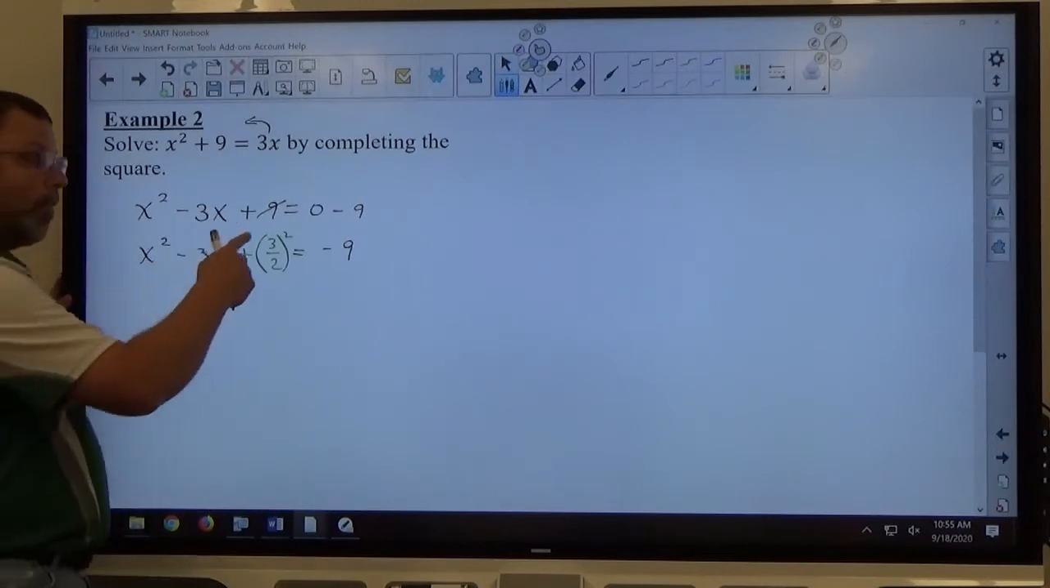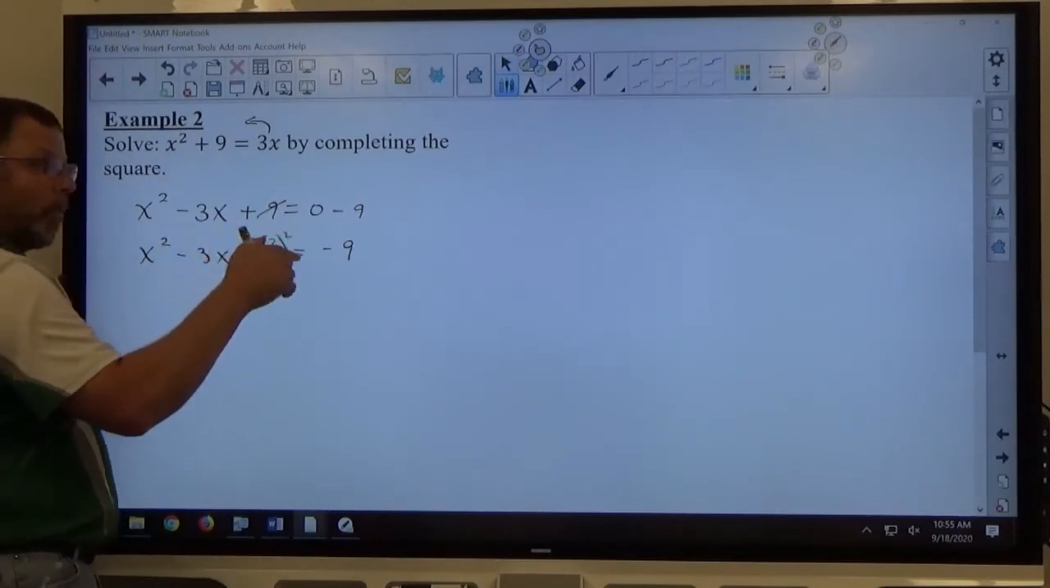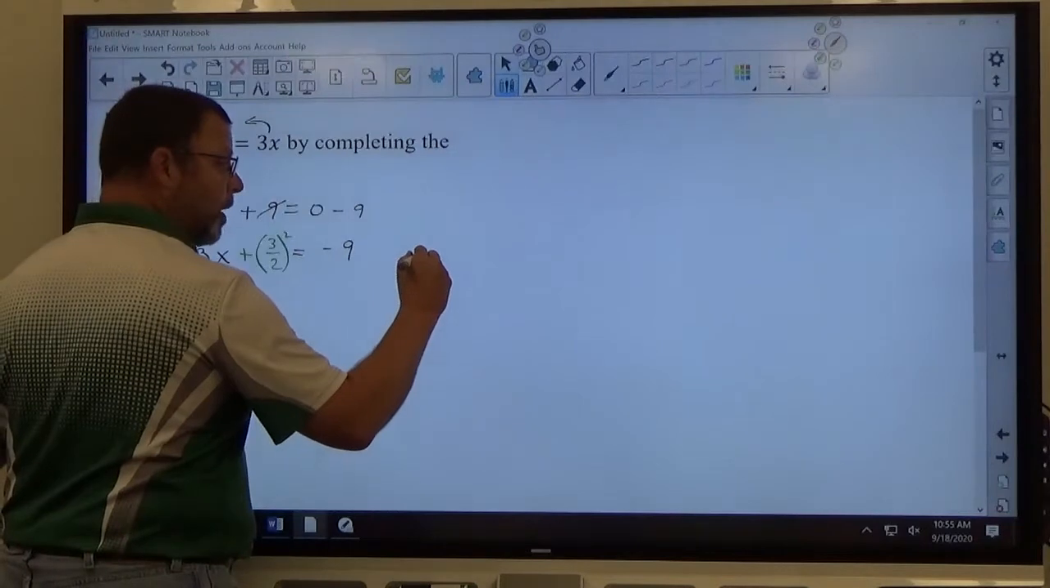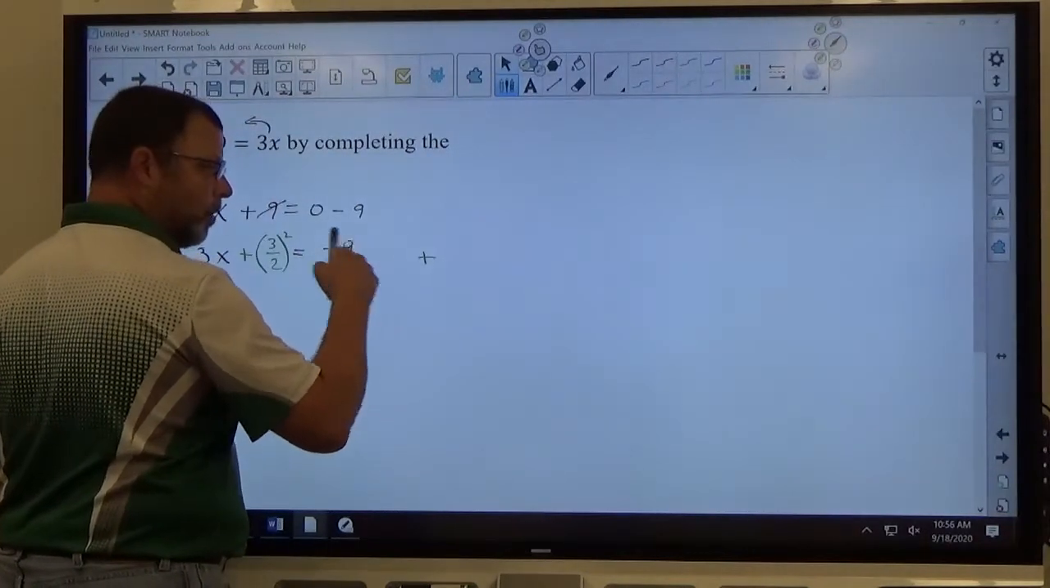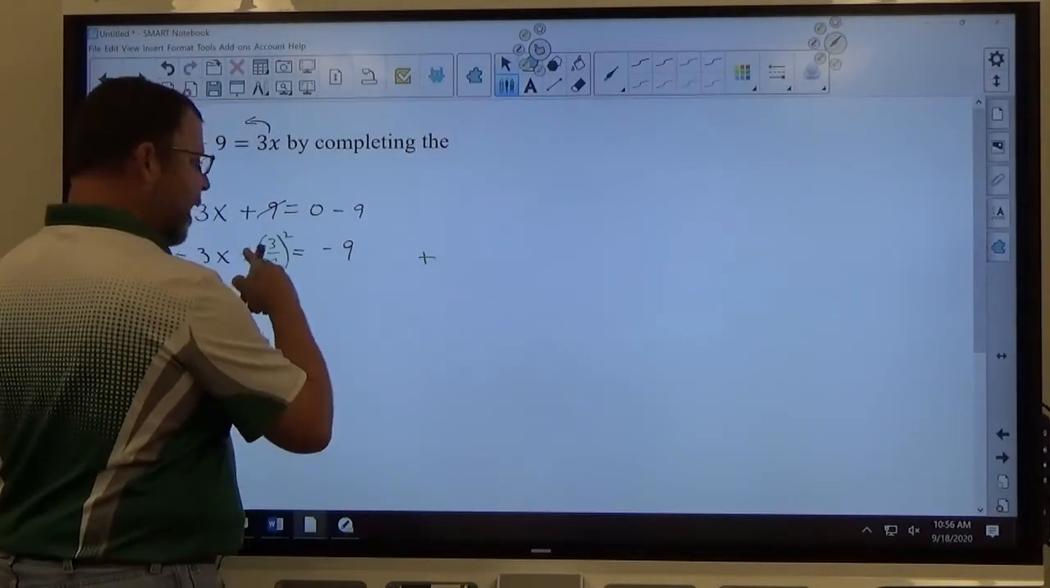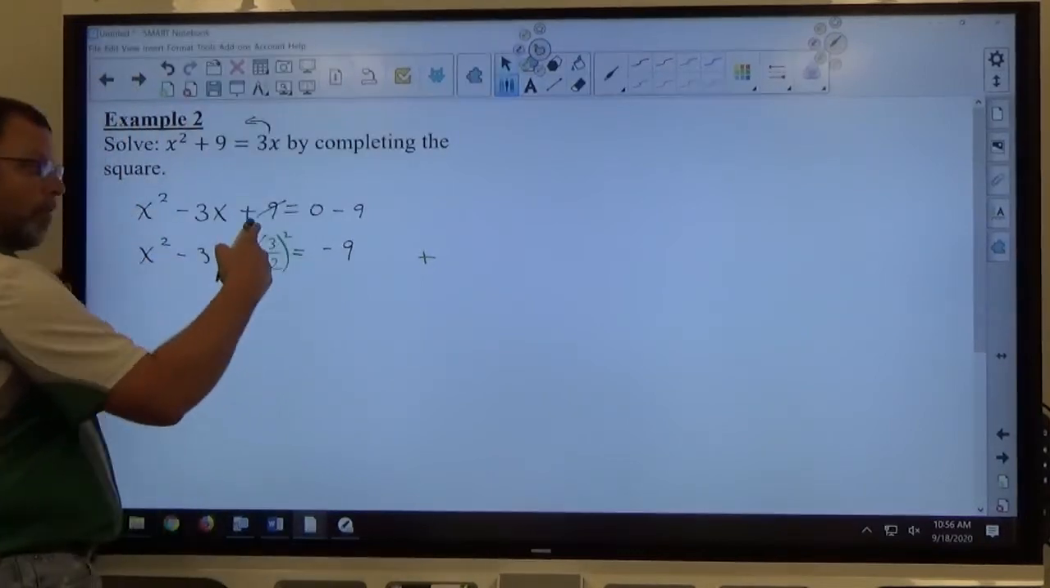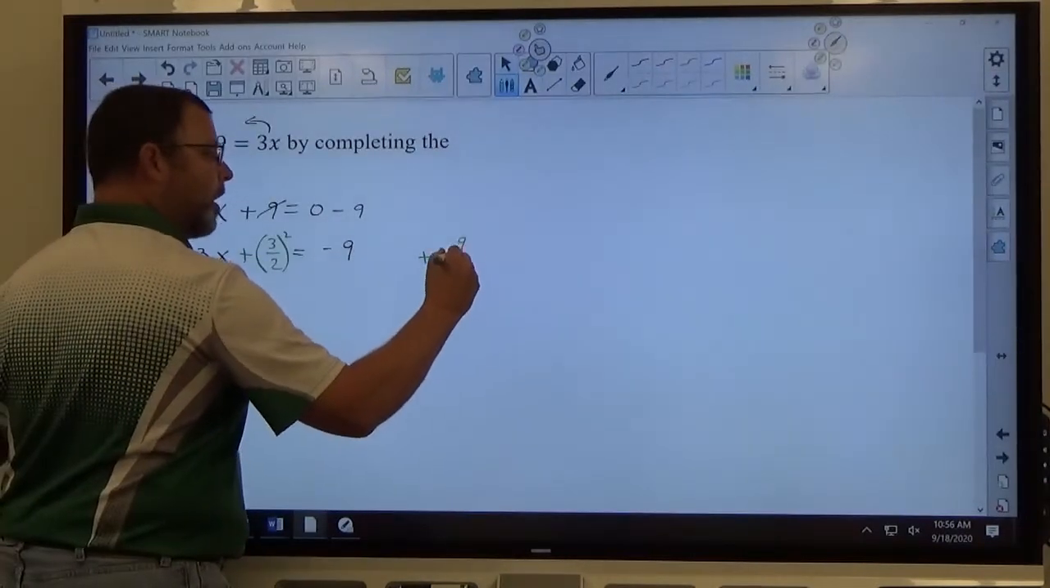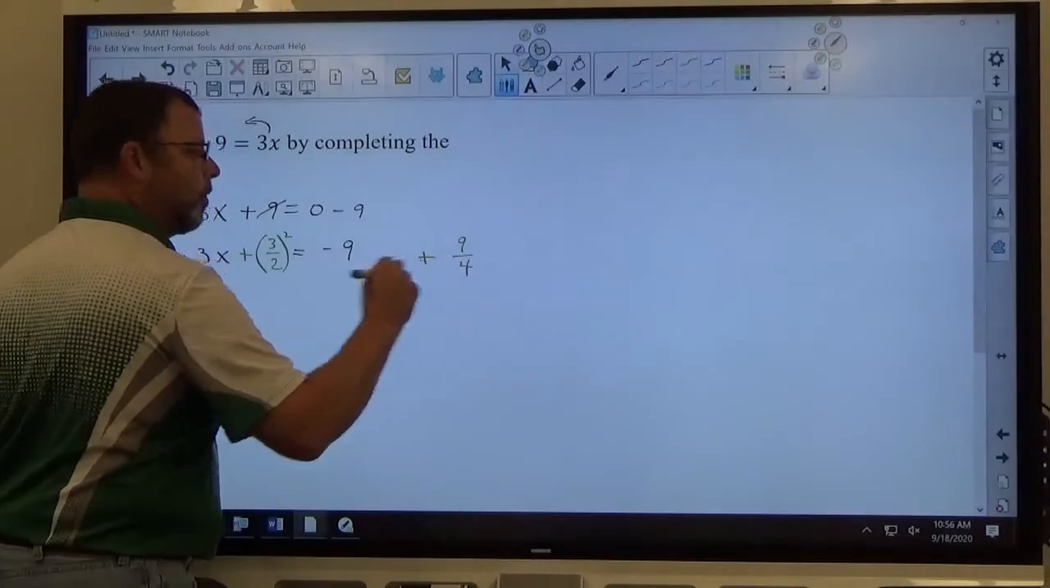All right? On this side. On that side, I'm going to actually square it. And I'm going to leave a little extra space there. You'll see why in a second. To square a fraction, you just square the top: 3 times 3 is 9. You square the bottom: 2 times 2 is 4.